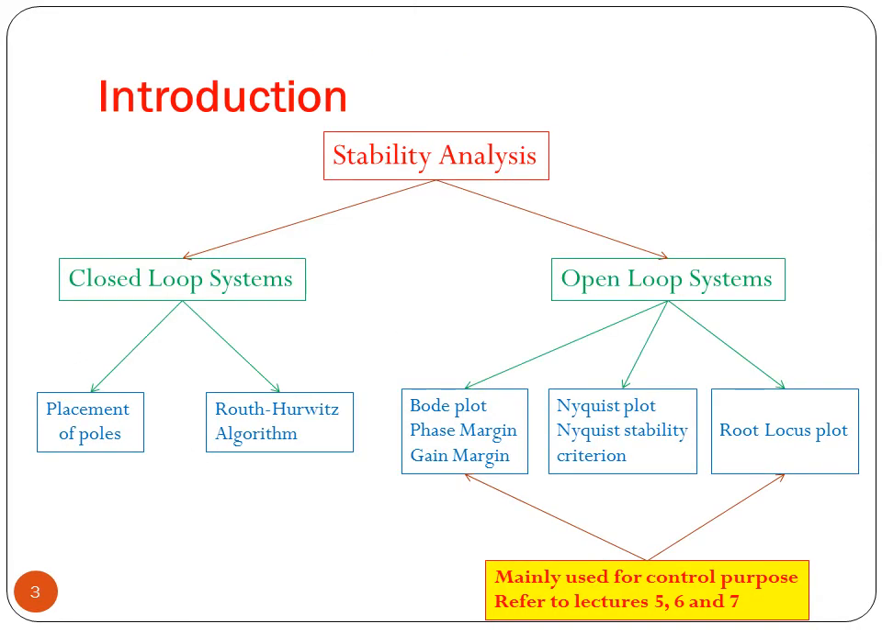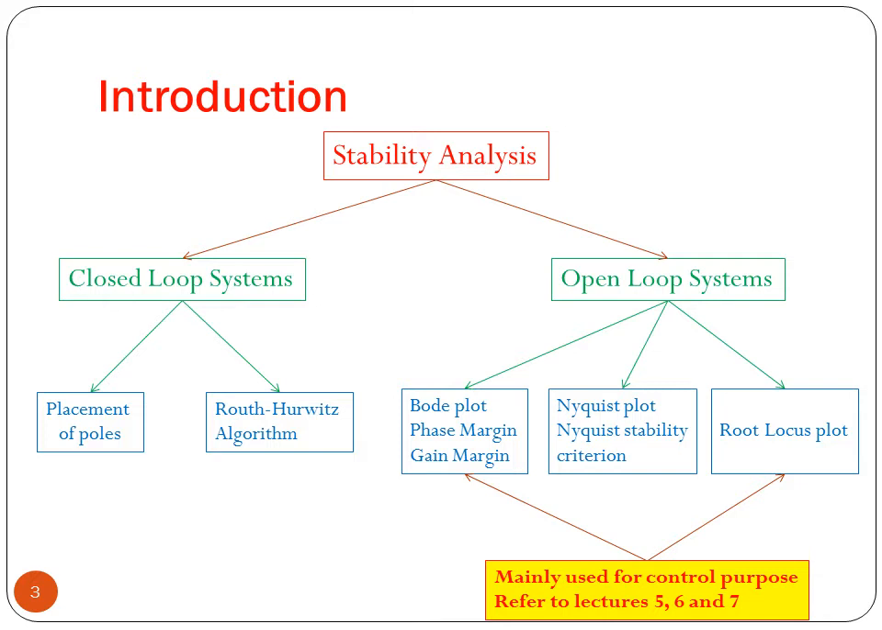So first, let's see this flow chart. When talking about stability, we have two options: the open loop and the closed loop systems. So for the closed loop systems that we will be discussing in this presentation, we'll present the placement of poles and the Routh criterion. As for the open loop systems, we have mainly three different methods. There are more than these methods, but mainly we have these three different methods.